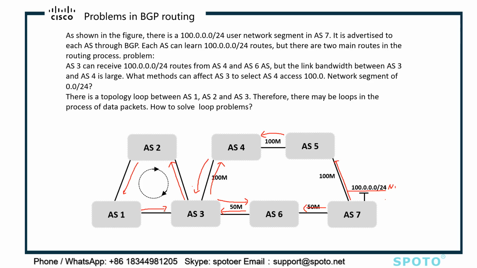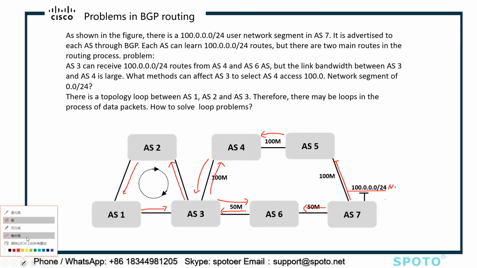So in this topology, if we want to advertise the BGP route between the different AS, the route may have a loop. We know that a loop is a very serious problem. If our network has a loop, the network will break down. So this is the first problem. We need to know how to prevent the loop in this topology, and then we need to know how to let AS3 select the best path.